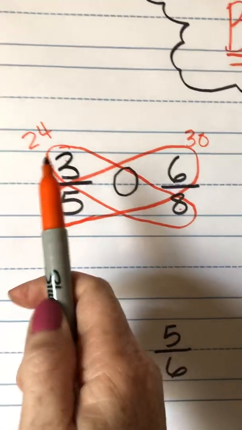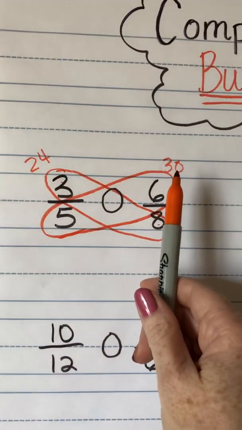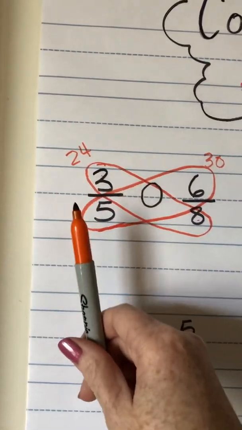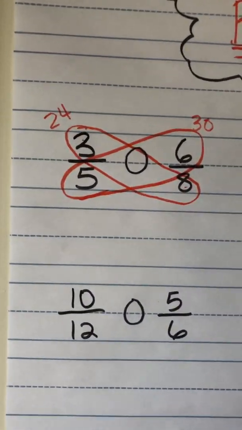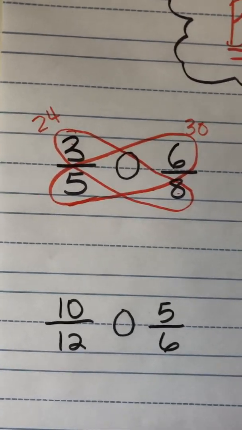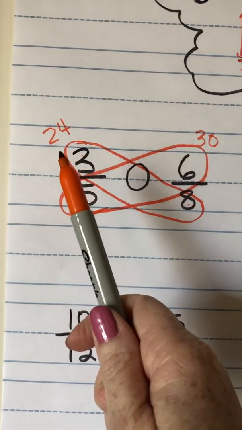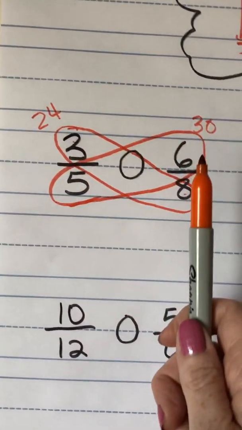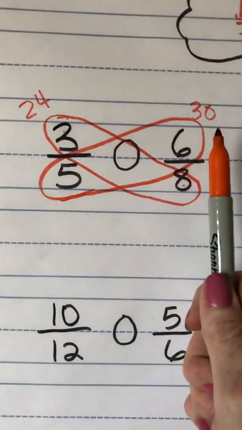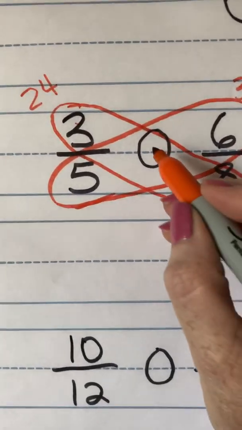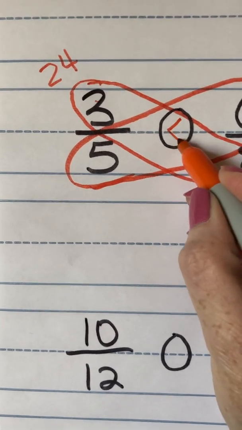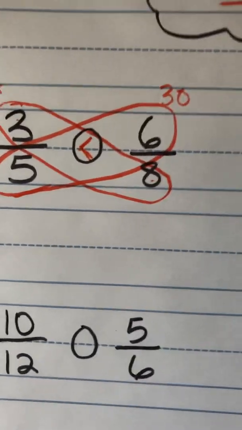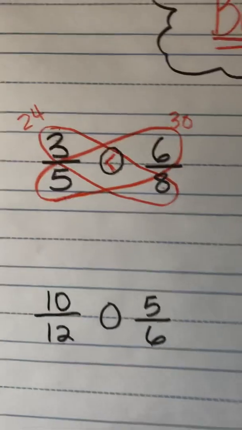And now I have two new numbers to compare, 24 and 30. So now 30 goes with this, 24 goes with this fraction. Now I can clearly tell who is greater, less than, or equal to. So now I can see that 3/5 is actually less than 6/8, right? 6/8 is the bigger fraction. So I'm going to put in the less than sign, or as you guys would say, the alligator mouth is eating the bigger fraction. Okay? Let's try another one.